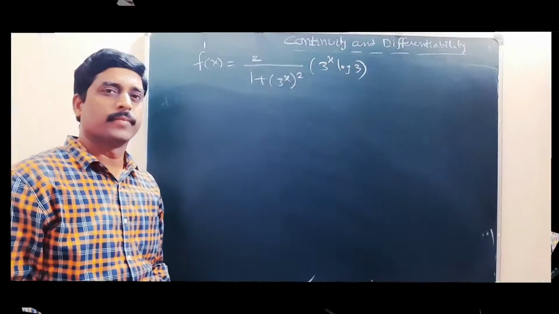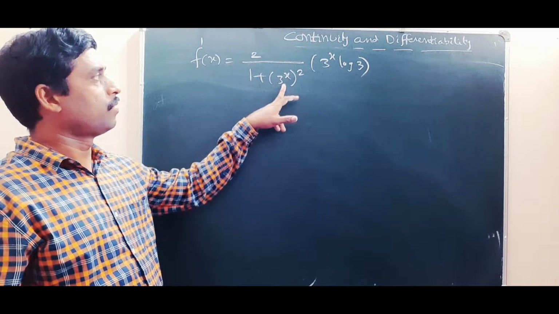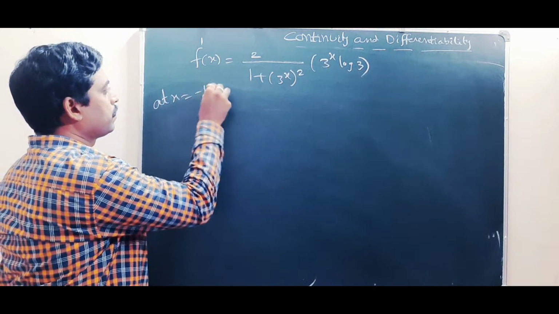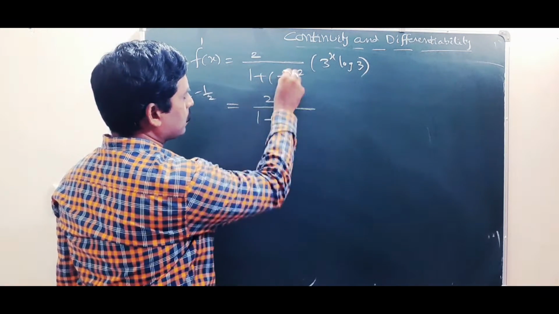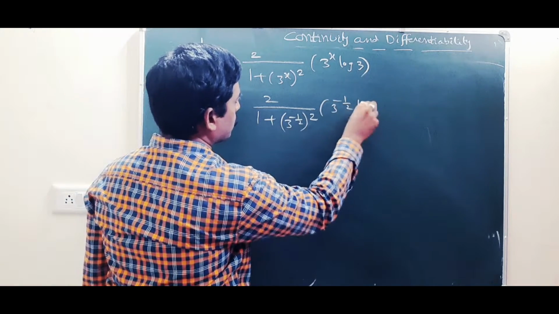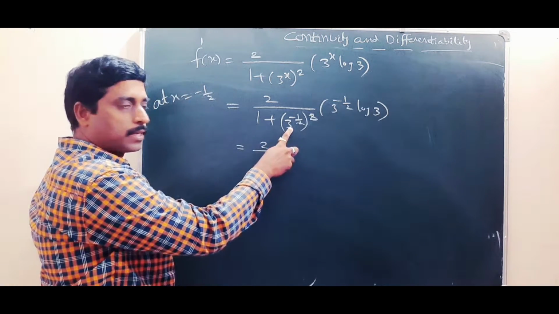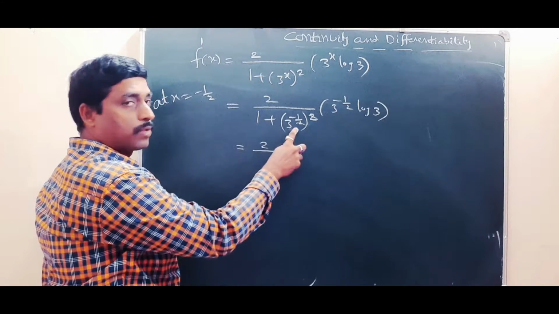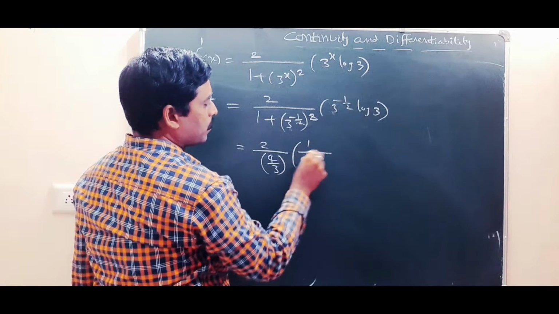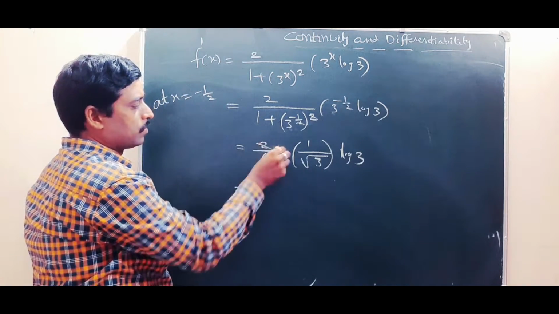So f dash x value, we have got 2 by 1 plus 3 to the power x whole square into 3 to the power x into log 3. At x is equal to minus 1 by 2, our target, 2 by 1 plus 3 to the power minus 1 by 2 whole square into 3 to the power minus 1 by 2 into log 3. This 2 gets cancelled. 3 inverse is nothing but 1 by 3. 1 plus 1 by 3 is 4 by 3. 3 to the power minus 1 by 2 is nothing but 1 by root 3. So log 3, the 1 by root 3 gets cancelled, 2 and 2 get cancelled.